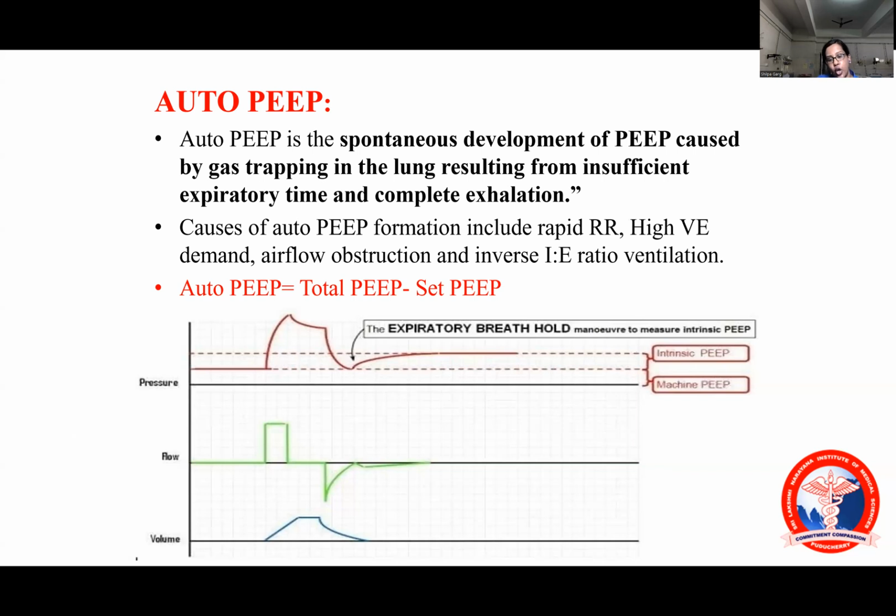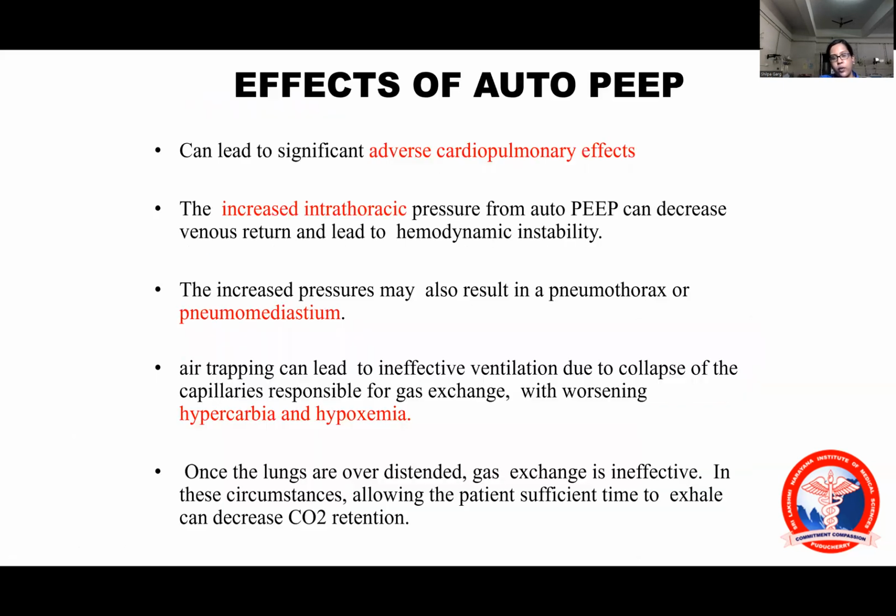You can measure auto PEEP by using this formula. Total PEEP, which you can measure from this graphical representation, minus set PEEP. For instance, if the total PEEP of the patient, including the auto PEEP, is 10 centimeters of water, and the PEEP we have set is 5 centimeters of water, then the auto PEEP is going to be 5 centimeters of water.